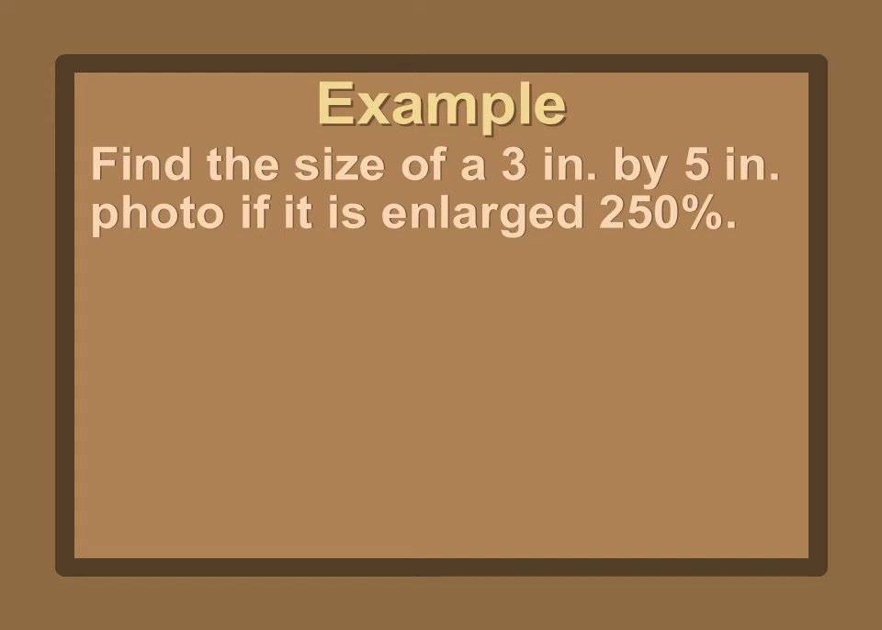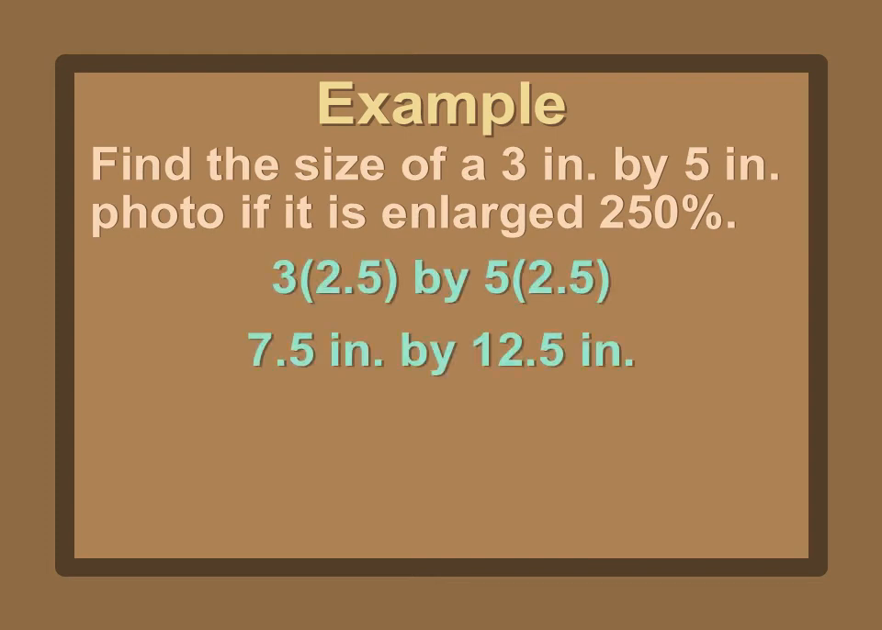Next example, we want to find the size of a 3 by 5 inch photo if it is enlarged by 250%. So we took a photo that's 3 by 5 and we made it 250% larger. Remember, we're going to multiply by 250%. However, we have to take away the percent symbol, move it 2 to the left, or divide by 100. So we're actually going to be multiplying by 2.5. So we end up with 7.5 inches by 12.5 inches.